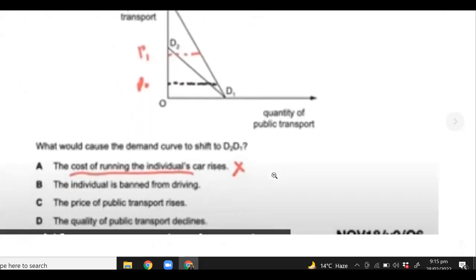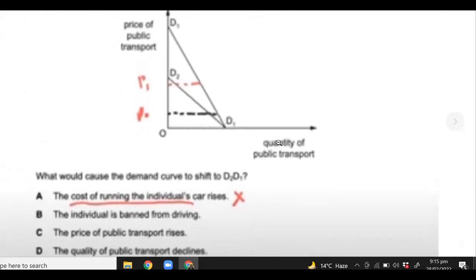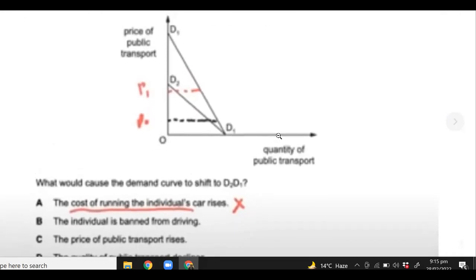The options are: the cost of running the individual's car increases; the individual is banned from driving; the price of public transport rises; the quality of public transport declines. So students, what could be a reason for the demand curve shifting from D1 to D2?